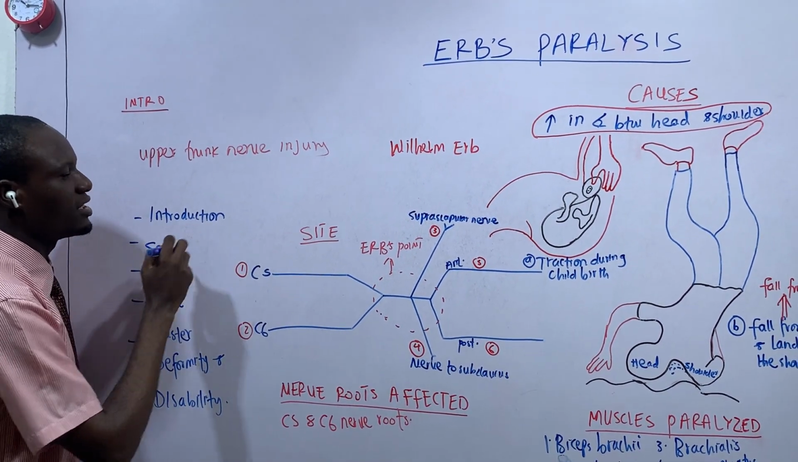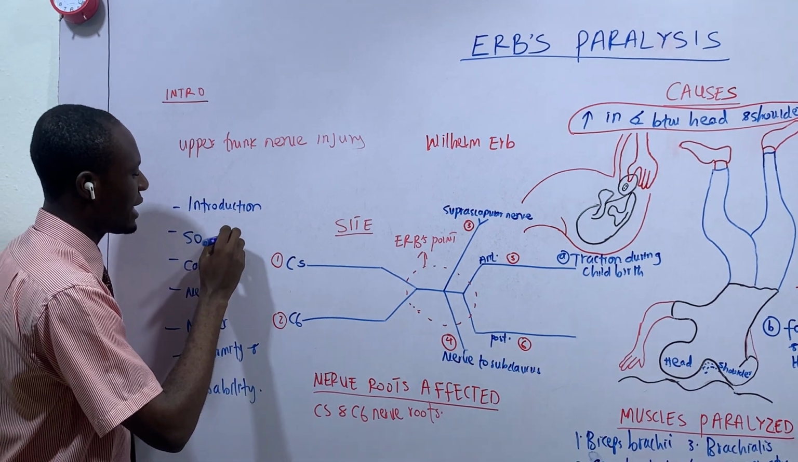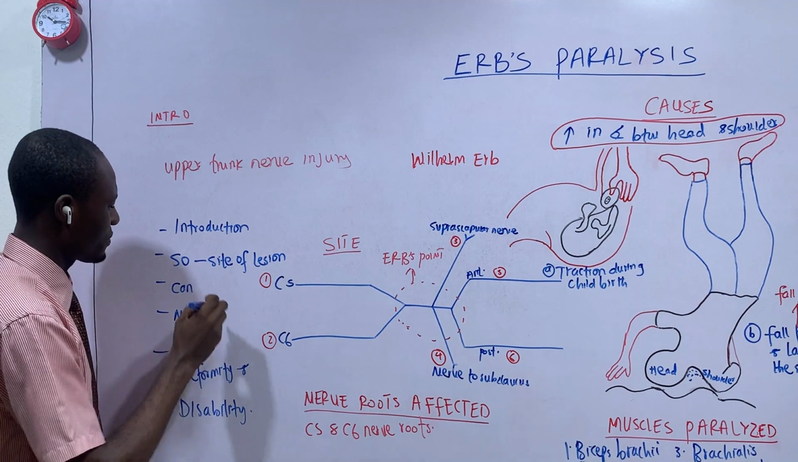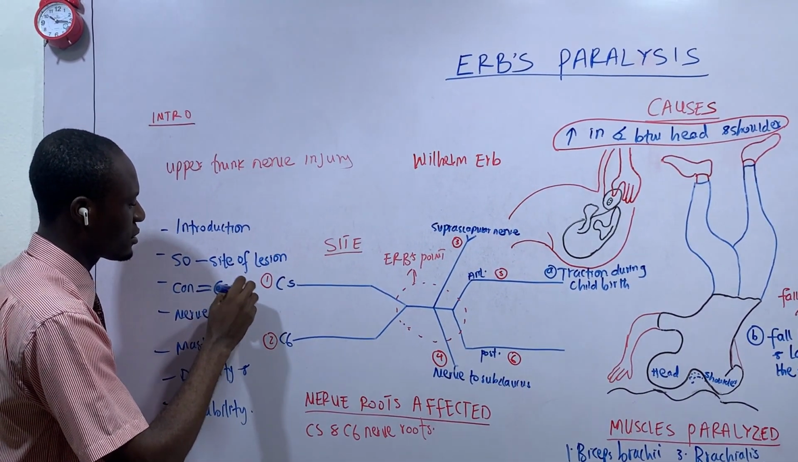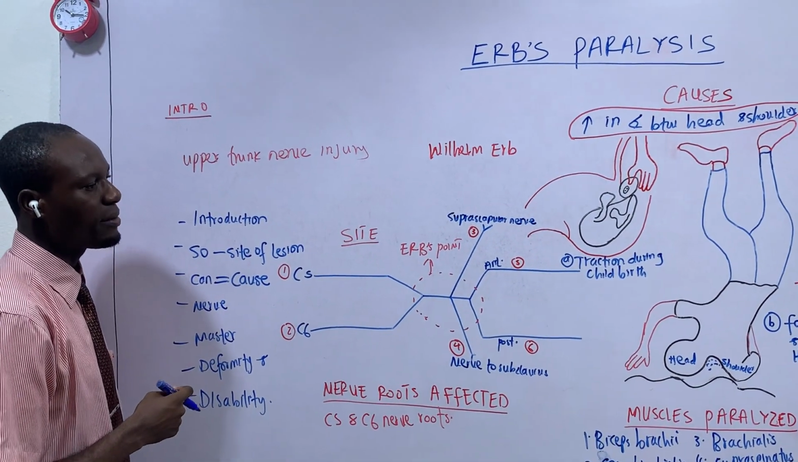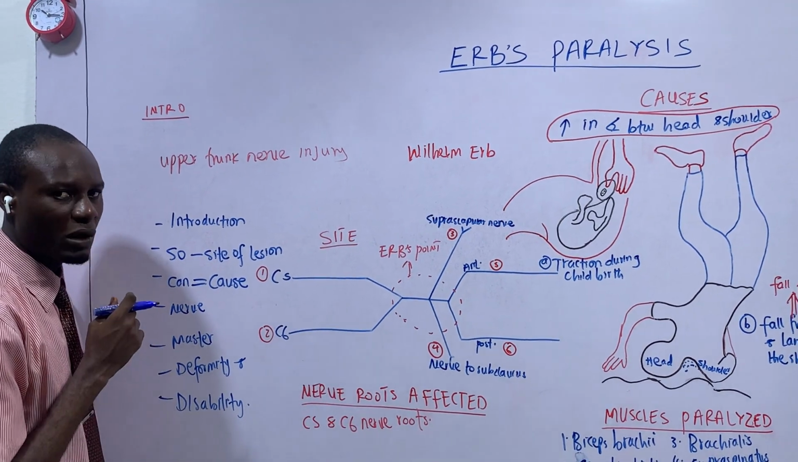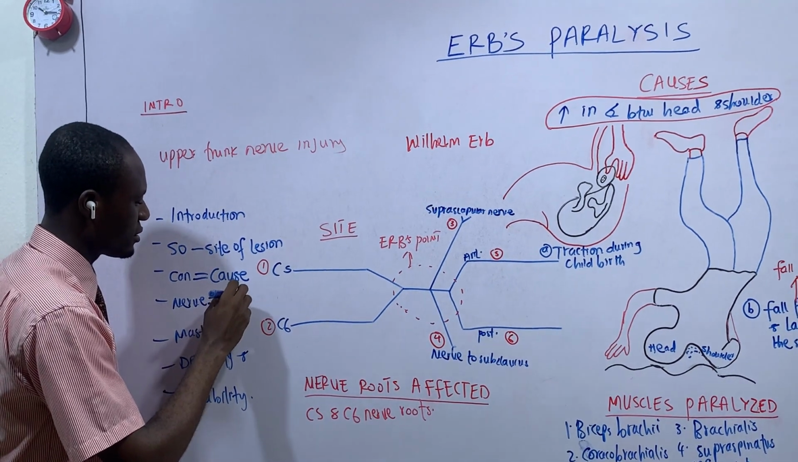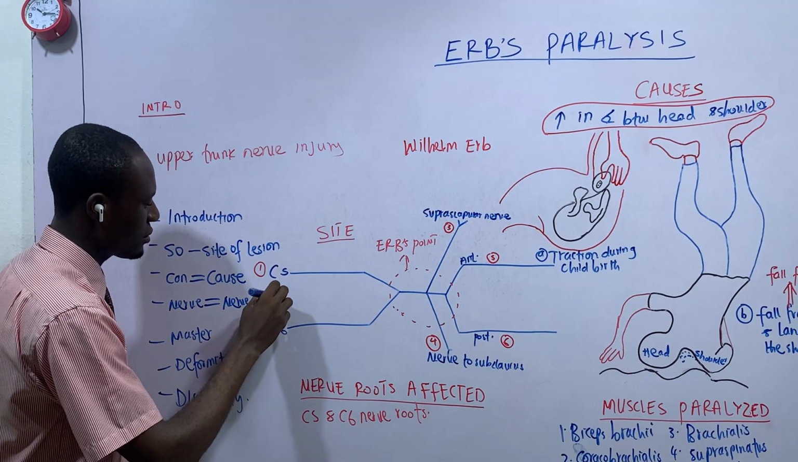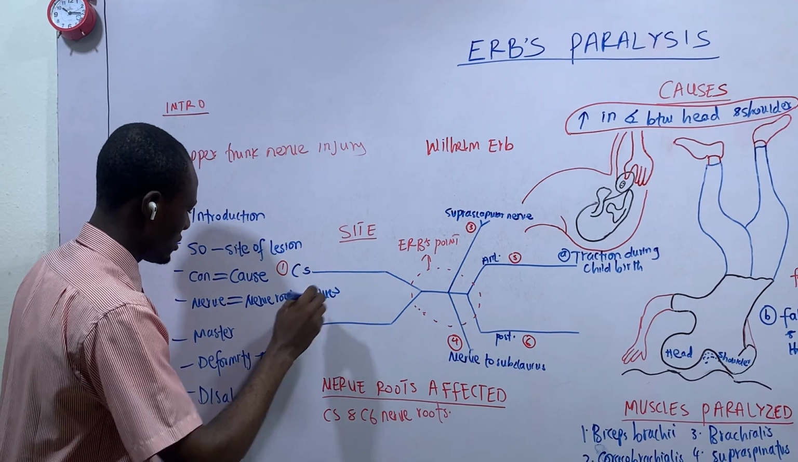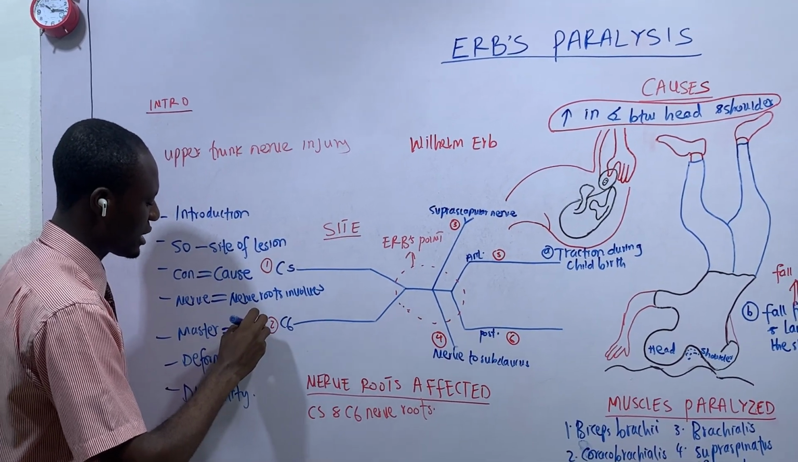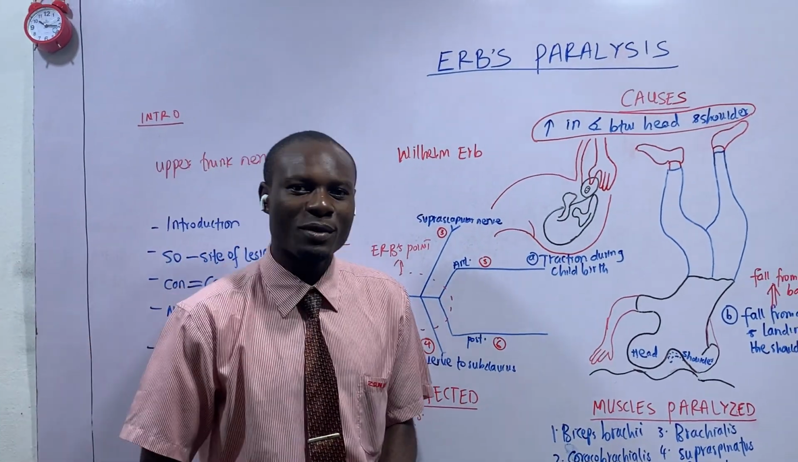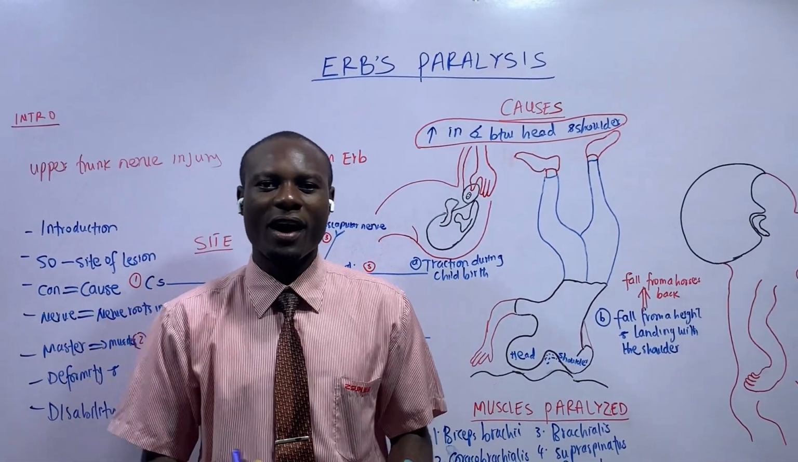So while your introduction is the definition, your so is the sites of lesion, which is the Erb's point. Your can is the cause, okay, traction during childbirth and fall from a height and landing with the shoulder. So nerve is the nerve roots involved. The nerve roots affected. So master is the muscles. What are the muscles affected? The deformity and the disability. So med scholars will be able to exhaust in details what Erb's paralysis is all about.